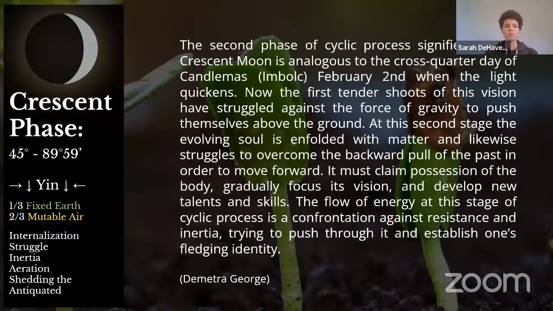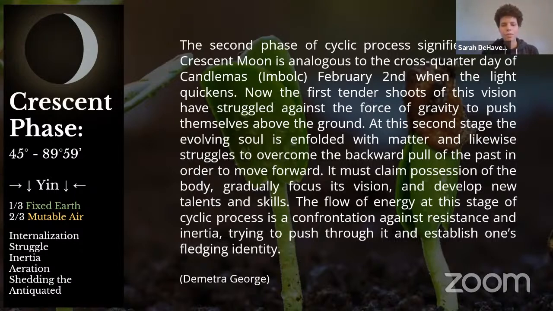All right, so Demetra George: the second phase of the cyclic process, signified by the crescent moon, is analogous to the cross-quarter day of Candlemas, or Imbolc. I think I'm saying that right. I freaking hope so. February 2nd, when the light quickens. Now, the first tender shoots of this vision have struggled against the force of gravity to push themselves above the ground. At this second stage, the evolving soul is enfolded with matter and likewise struggles to overcome the backward pull of the past in order to move forward.